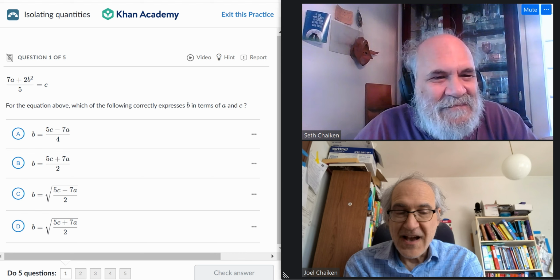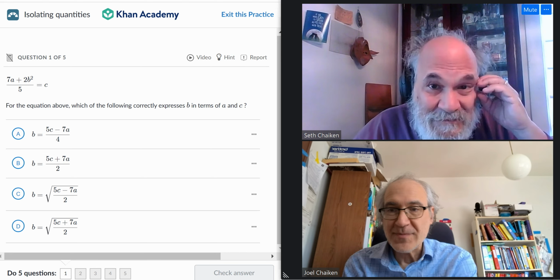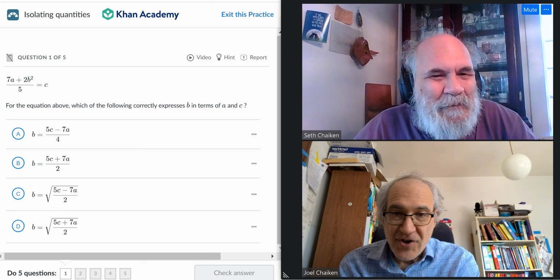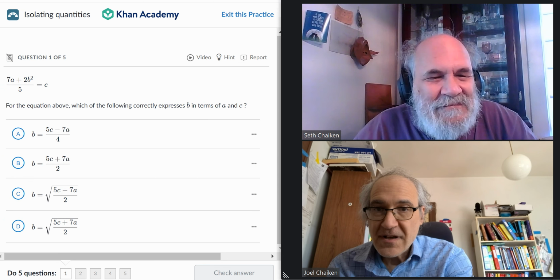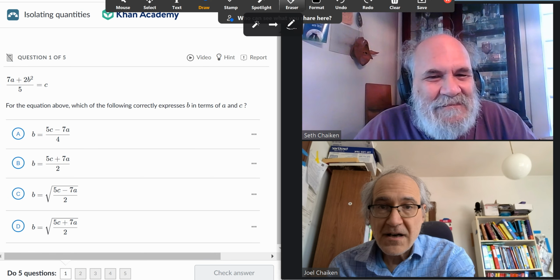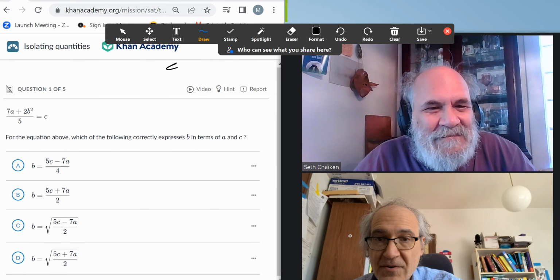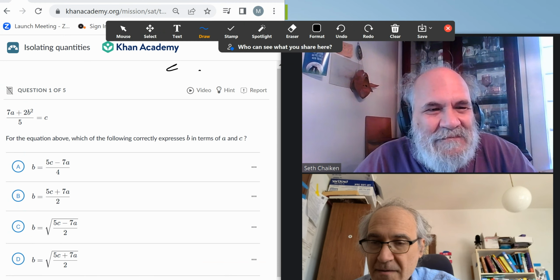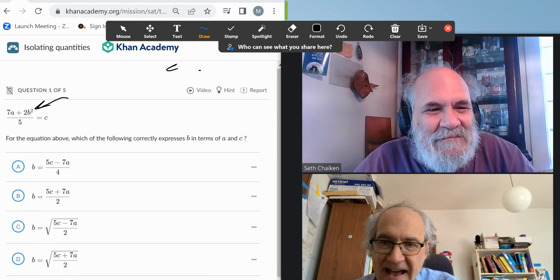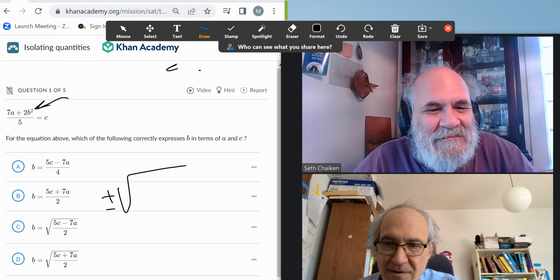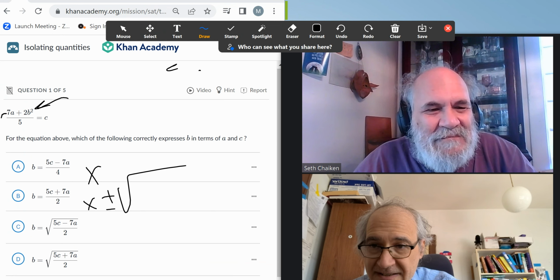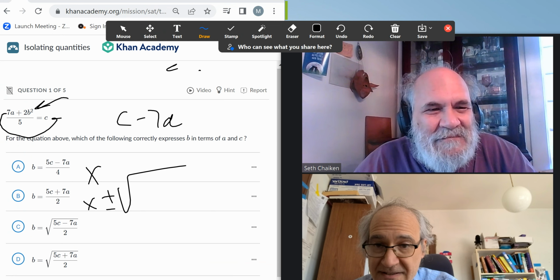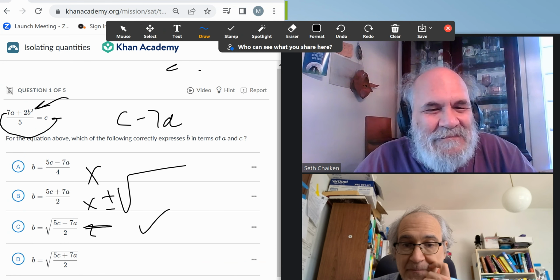Now, when I looked at this, I'm sorry I looked at it ahead of time, but I would have done the same thing. I would have tried to do this as quickly as possible by noticing that there is a b squared. So the answer has to have a square root. You would think plus or minus square root, but I would immediately throw those out. And notice that I would take the 7a and move it here, so it's c minus 7a. The only one that has that is this, and I would say that's the answer. I would try to do it very quickly.